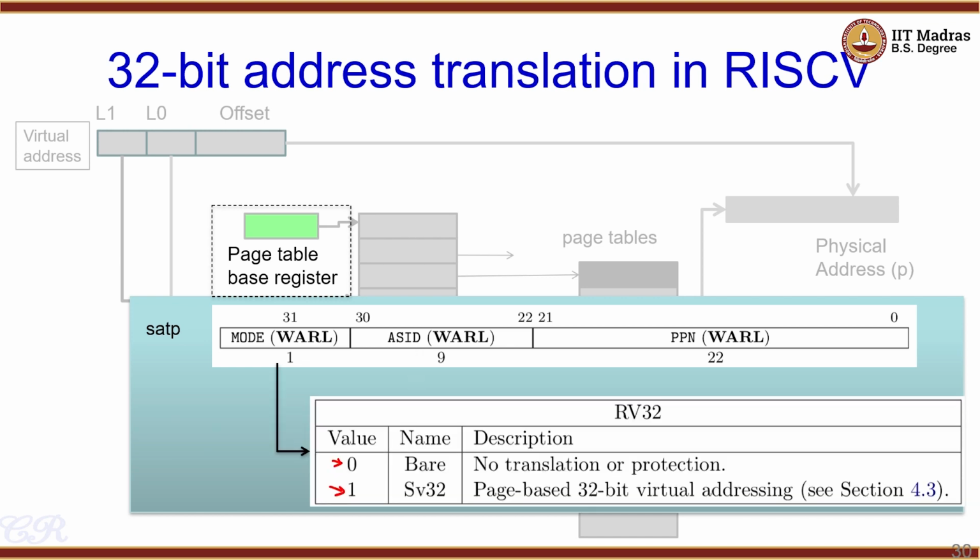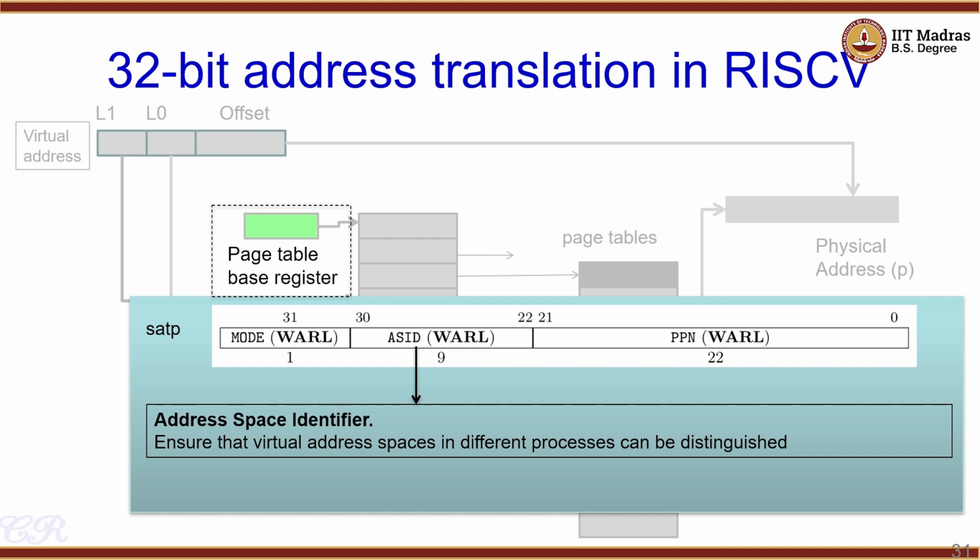Right. So, the next set of bits is the ASID bits. ASID stands for the address space identifier, right. These are 9 bits and in a multitask environment where we have multiple processes executing, these ASID bits are used to distinguish between one process and another, right.